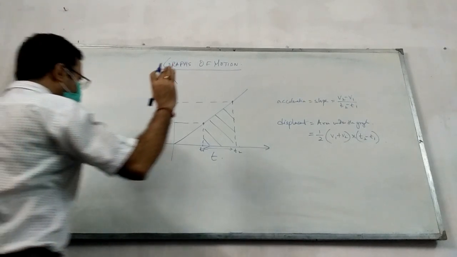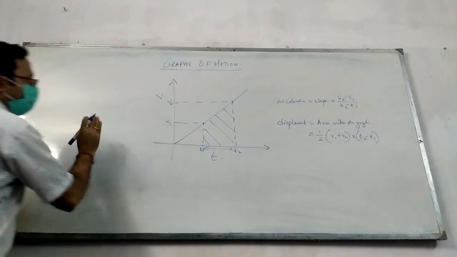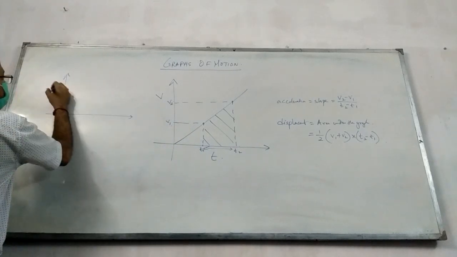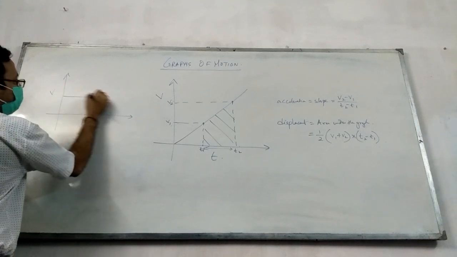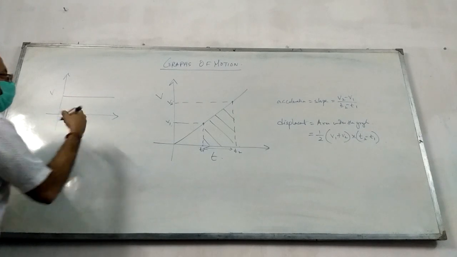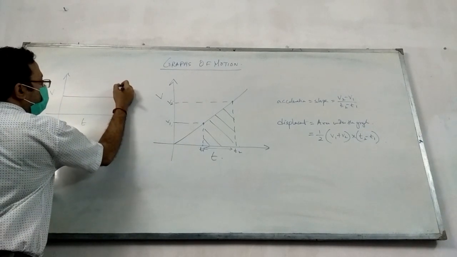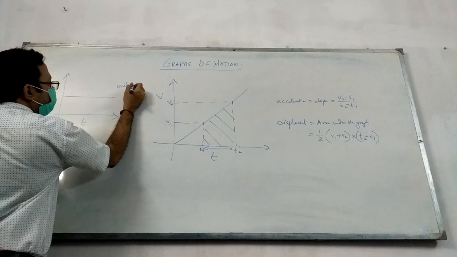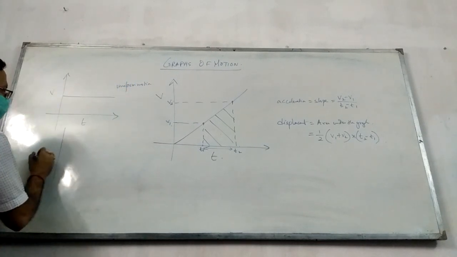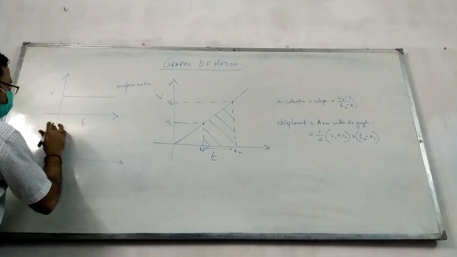ठीक है? So this is all about VT graph, of different shapes of VT graph. Say this is a VT graph and the graph is parallel to the time axis. What does this depict? Means what motion? Uniform motion.